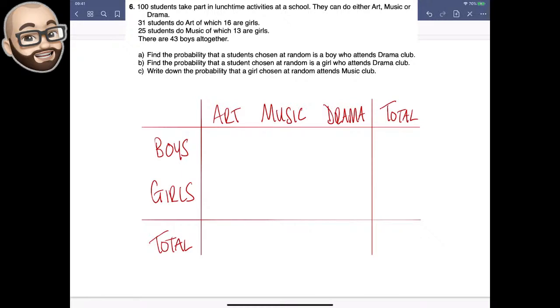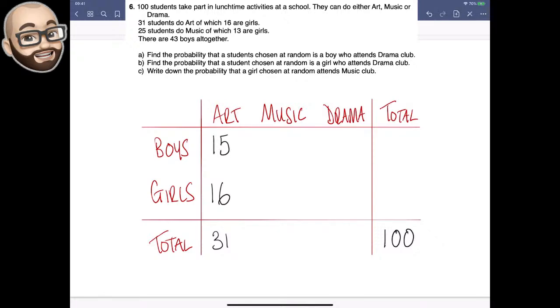Okay, so the first thing it says is there are 100 students. So we can put that straight in the bottom corner. There's 100 altogether. They take part in lunchtime activities. They can do art, music, and drama. No extra information there. 31 students do art, so the total for art is 31, of which 16 are girls. So at this point, you can quickly work out how many boys there would be who do art by doing a subtraction. I'll put that one in.